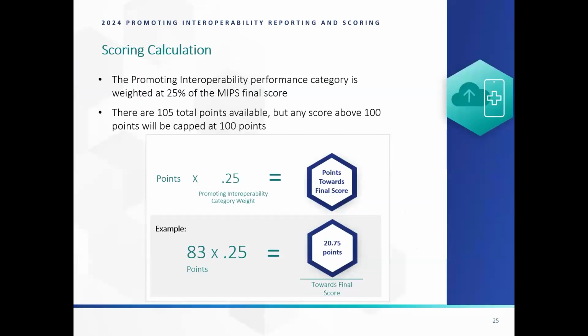Okay, so as I mentioned before, there's 25% of the final MIPS score. So if you earn the bonus points, you still can't get a score of over 100. And so what we do is we total up all your points and then we multiply it by 0.25, and then that gives your points that are going to be calculated into the final score. Next slide, please.